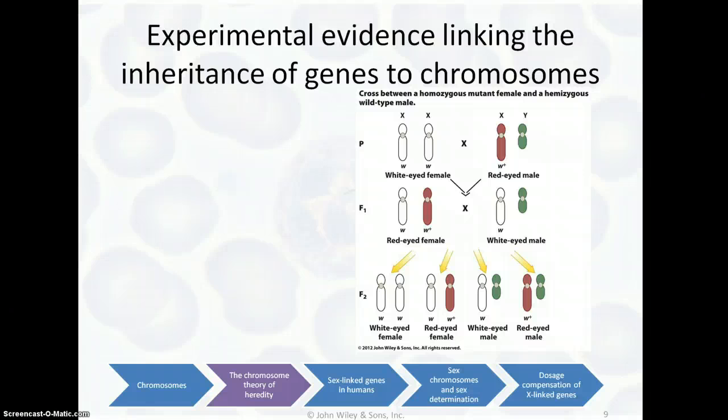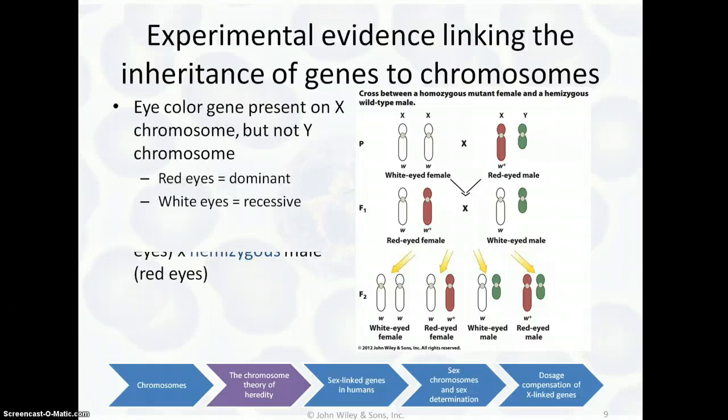Next, he took a white-eyed female, homozygous, crossed it with a red-eyed male, and again, by predicting what he would see in the offspring, whether the X chromosome is going to be following essentially the transmission of that allele, we can see that there is actually a link between where the X chromosome goes and where we see that white-eyed trait.